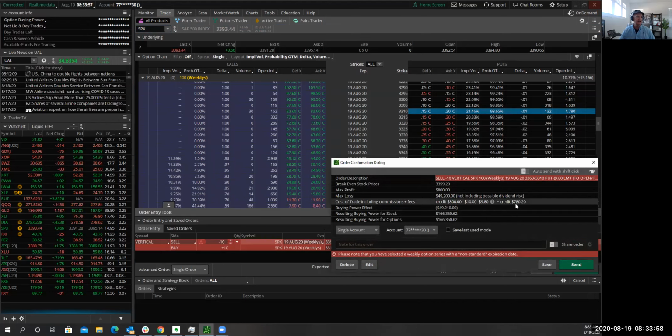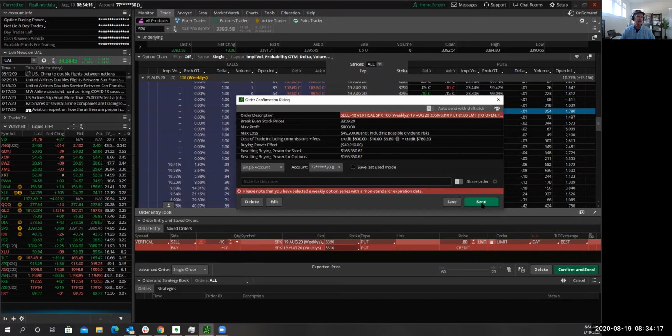So you see it takes a considerable amount of buying power. It almost takes me 49,000 of buying power to trade 10 contracts to collect $780. If I was trading one contract, that'd be $5,000 to collect about $78. So this is what's known as kind of a high probability trade.